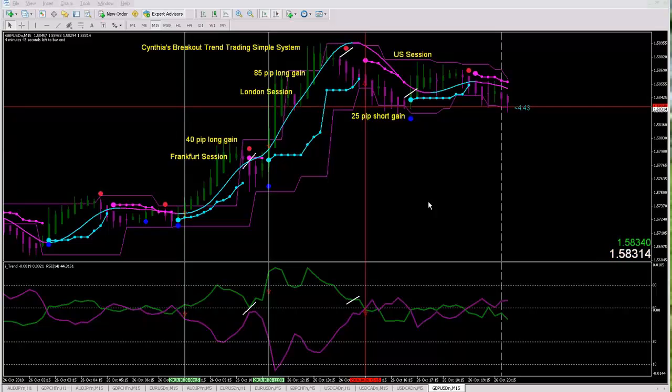This is another example of trading my new Breakout Trend Trading Simple System. If you're an American trader and you don't want to stay up late or get up early, the Frankfurt session starts around 8 or 9 p.m. Eastern Time, something like that. And this was your first alert for a long trade in the pound dollar in the 15-minute chart.